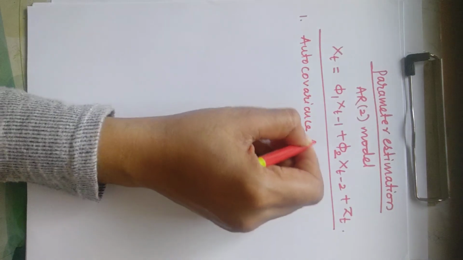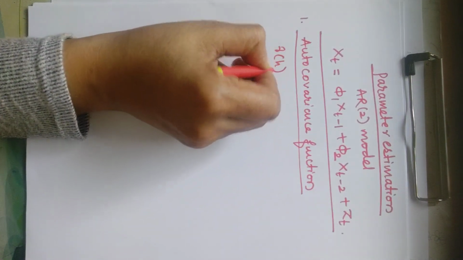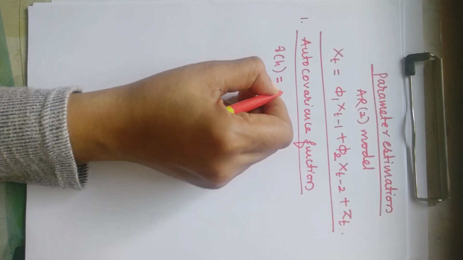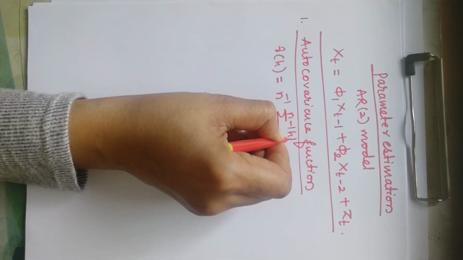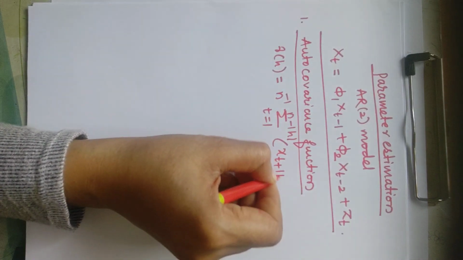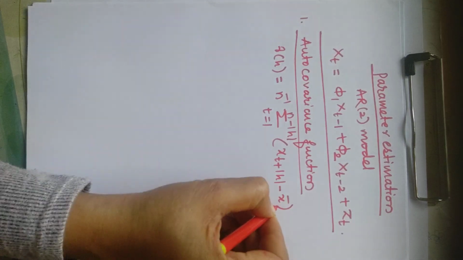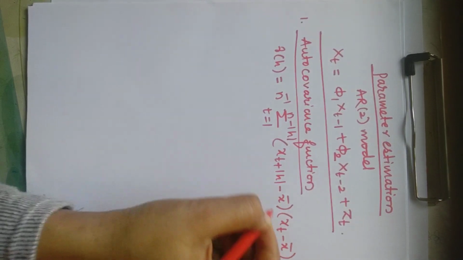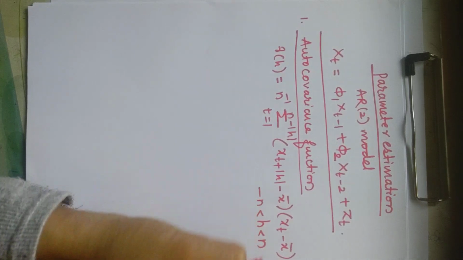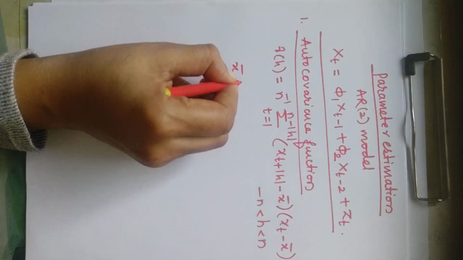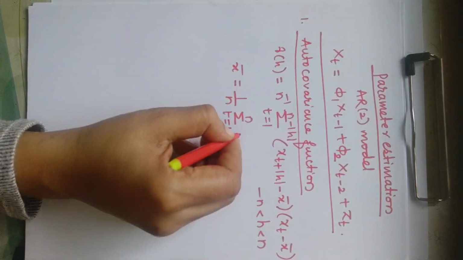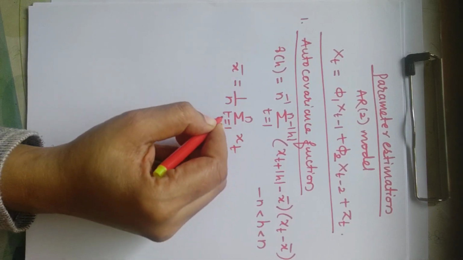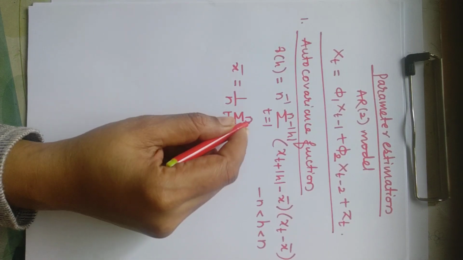So first of all, we will see the formula of the autocovariance function. The autocovariance function is given by gamma h is equal to n to the power minus 1 summation t is equal to 1 to n minus mod h of (x t plus h minus x bar) into (xt minus x bar), where h lies between minus n to plus n, and x bar is nothing but the mean of n observations of a time series. That is, x bar is equal to 1 by n summation xt, where the summation runs over t from 1 to n.